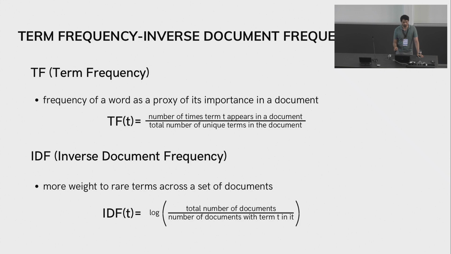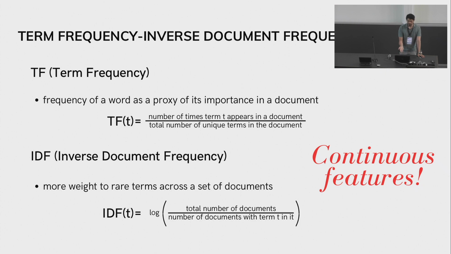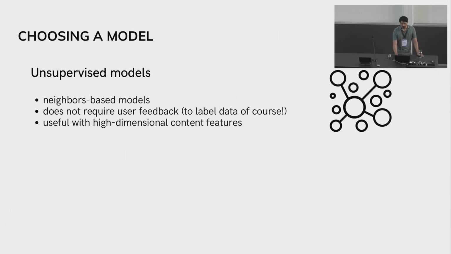I don't want to go into a lot of detail on this, but the idea is that you give more weight to rare items across a set of documents. And inversely, if you have terms that are quite common in the whole corpus, like articles, "the", "a", or whatsoever, they will have a 0 weight. And this, multiplying a TF and an IDF, brings us to continuous features, and that's why we need the cosine similarity.